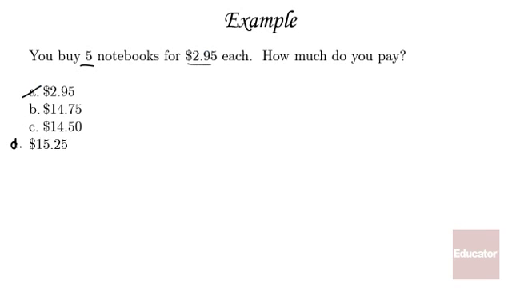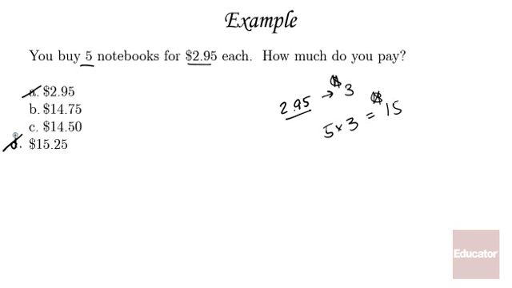And now I would say $2.95 is close to $3. So if I were to do 5 times 3, that would be about $15. But notice I'm rounding up. I'm taking the $2.95 and rounding it up to 3. So that means at the most it would be $15. It should not be anything over $15. And look at answer D. It's over $15. So I also know I can cross that one off.